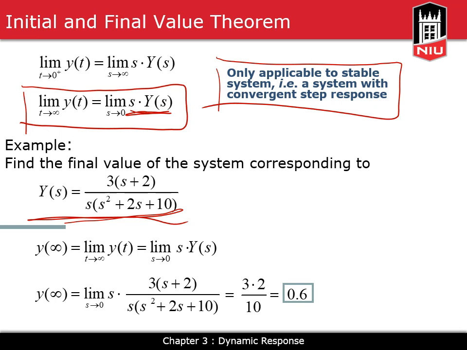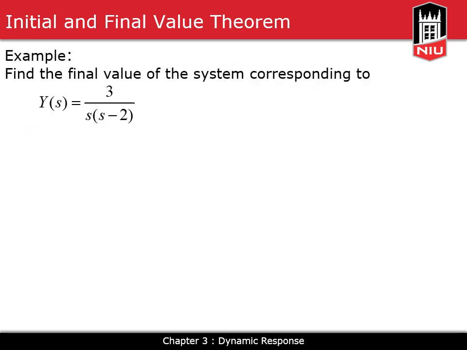So we multiply y of s by s. So this s will cancel the s in the denominator of y of s. And then we let s approach 0. The answer would be 3 times 2 in the numerator and 10 in the denominator. So it's 6 over 10 or 0.6. 0.6 is the final value of y of t. Let's go to the next slide.